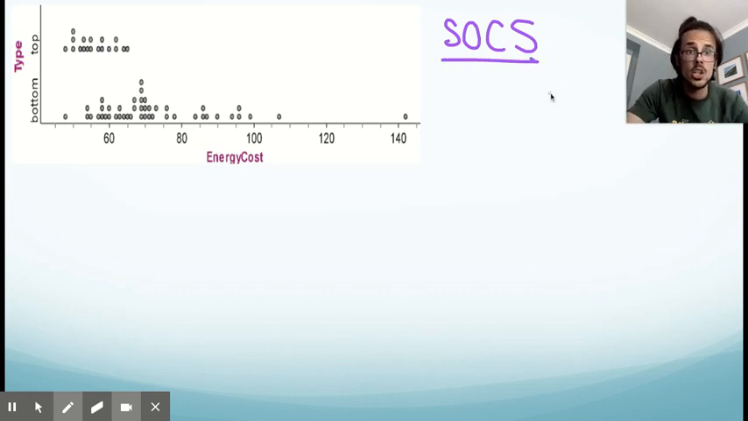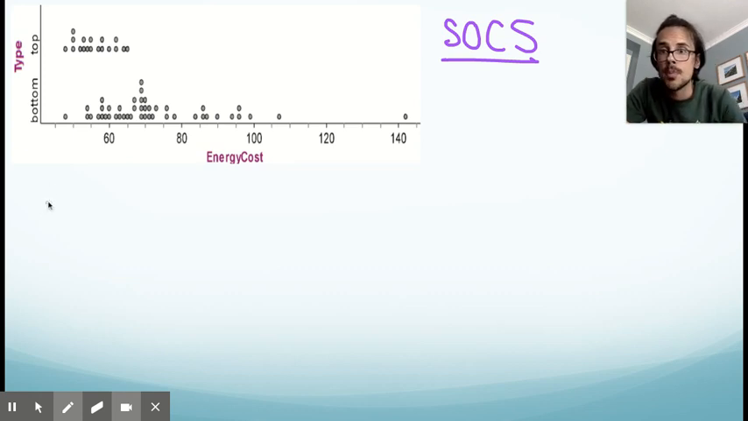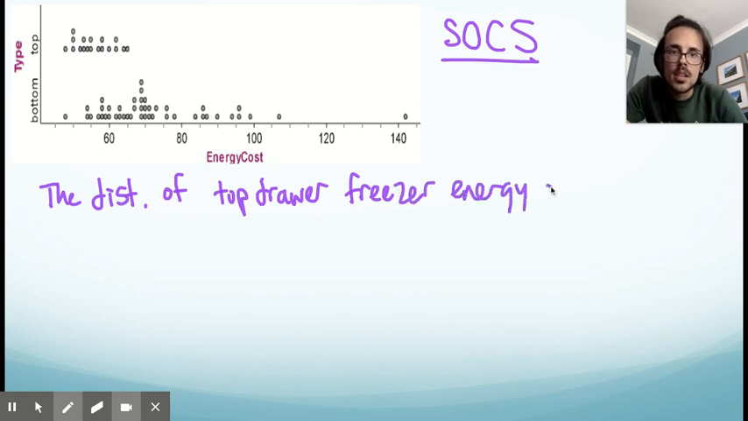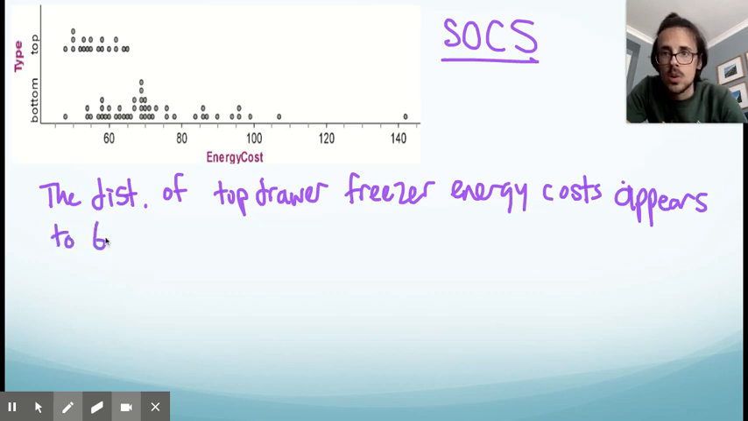So the first thing is shape. People will say things like the graph is skewed to the right, and that's it. But you need to have context in your answer. I'm going to get some good context just by talking about the shape. So the distribution of top drawer freezer energy costs appears to be, instead of saying is, I'm going to say appears to be, which is a little bit softer in my language. You don't want to take too strong of a stance.